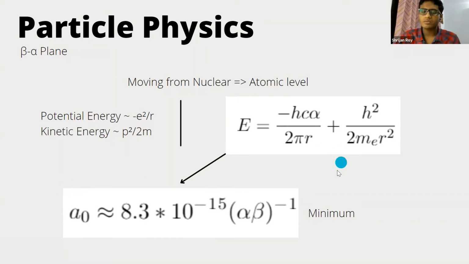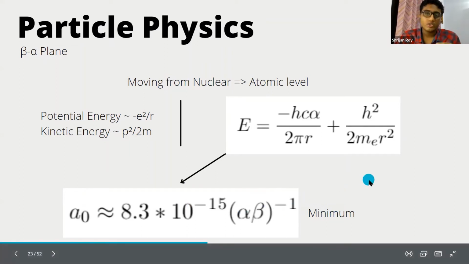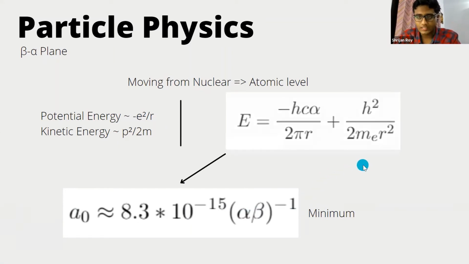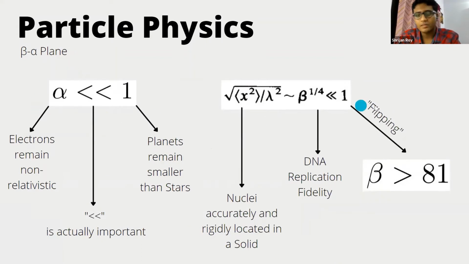It comes out to be 8.3 into 10 to the power minus 15 alpha beta inverse. So basically, the nucleus radius is usually around 10 to the power minus 15 and minus 16, and the first electronic radius is around 10 to the power minus 10 or 10 to the power minus 11. So if we want the chemistry of any universe to function like ours, we would essentially want this value to be around 10 to the power minus 10 or 10 to the power minus 11. So for that, we would require alpha beta to be less than 1. That is where one of these constraints comes in, that alpha should be less than 1 and beta should be less than 1. So I'll first discuss alpha less than 1.